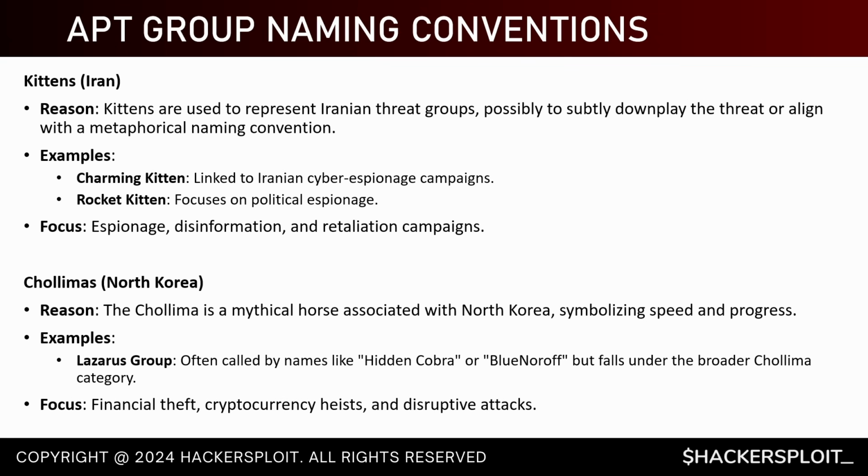You then have kittens, which is Iran. The reason why kittens are used to represent Iranian threat groups, again based on what I've been able to pull in terms of an explanation, is possibly to subtly downplay the threat or align with a metaphorical naming convention. Essentially saying this is a beginner, or this is the noob APT group.